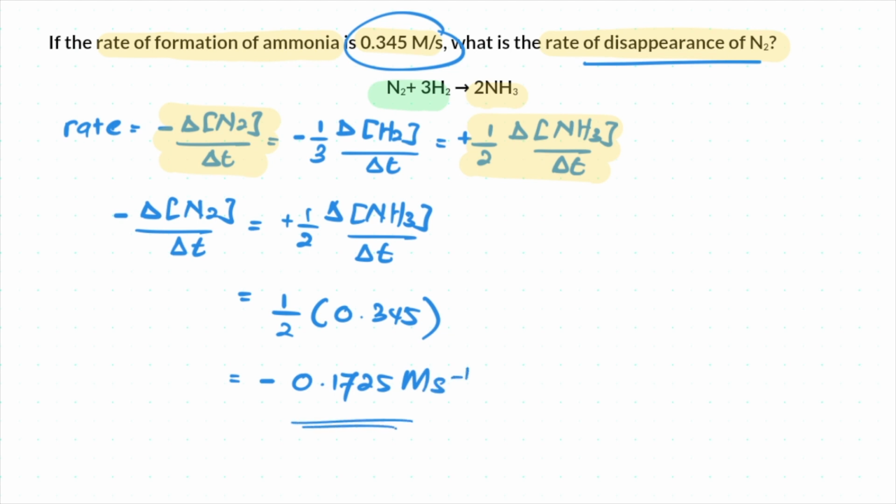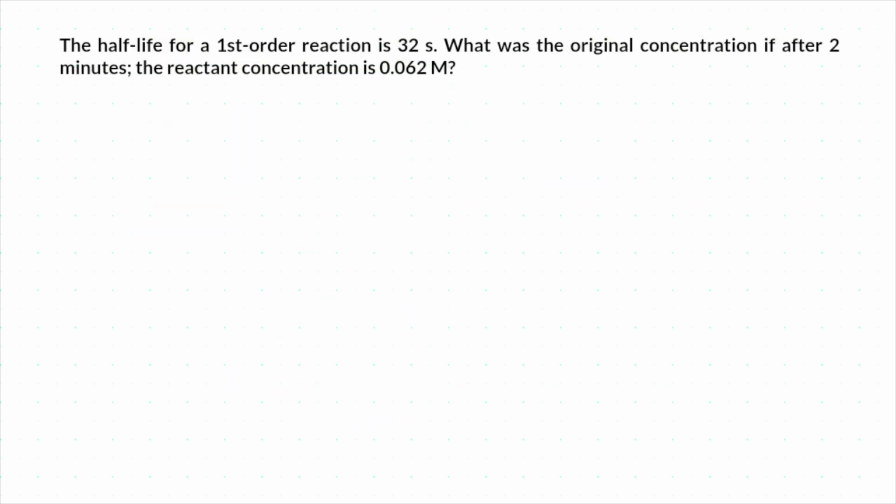So this is the final answer for the third question. Question number 4. The half-life of a first order reaction is 32 seconds. What was the original concentration if after 2 minutes the reactant concentration is 0.062 molar? The most important information given to you in the question is that the half-life is 32 seconds and it is a first order reaction.